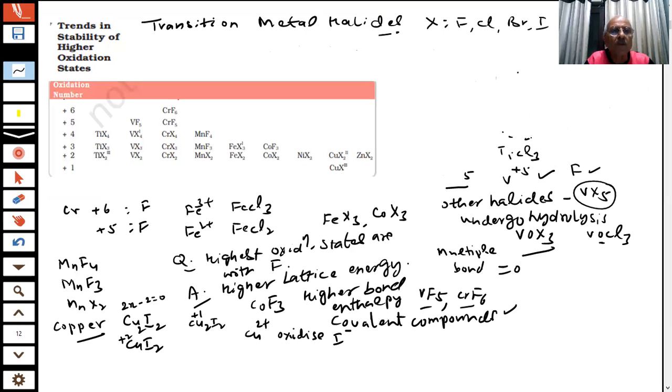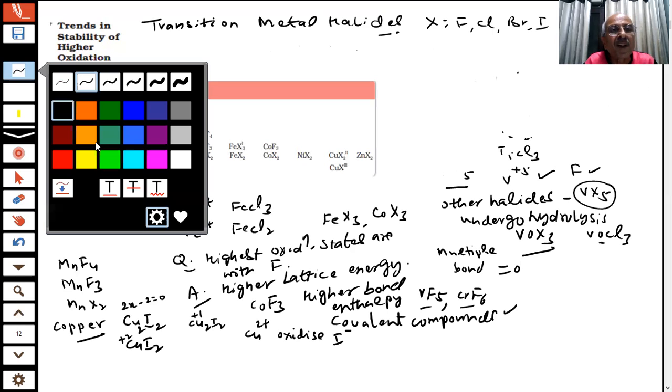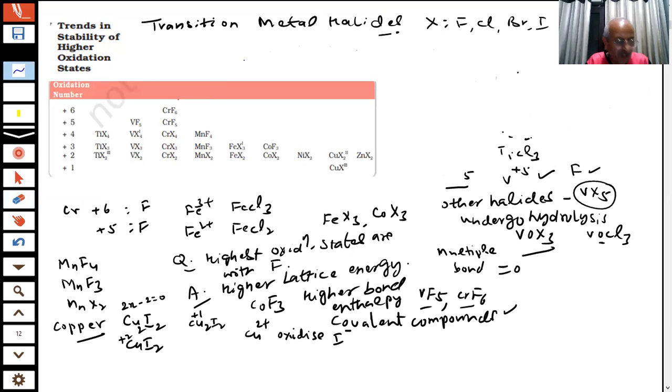Okay, students. Together we are working hard to find out what is happening. What I am saying is that copper 2 plus reacts with iodide ion, and now you have to write the reaction. Copper 2 plus can oxidize iodide, which means it will itself get reduced. What will happen to copper 2 plus? Reduce to plus 1.